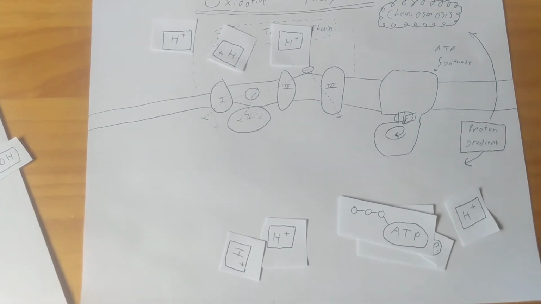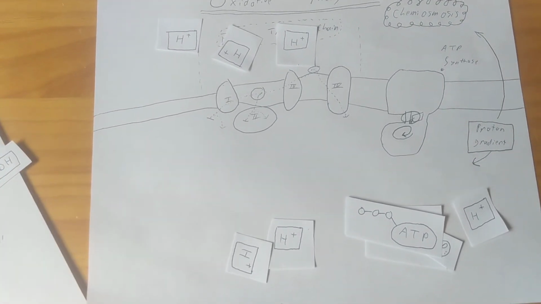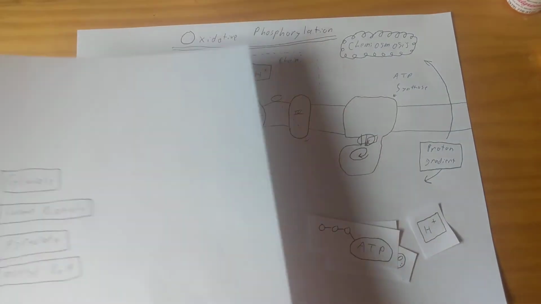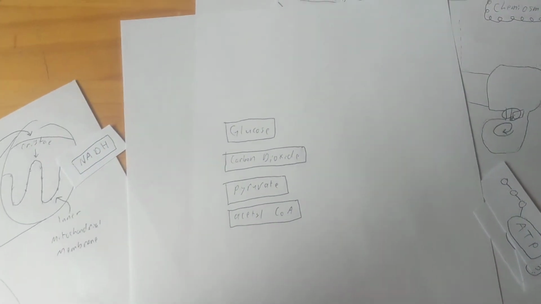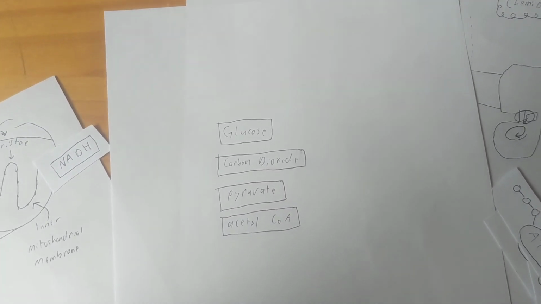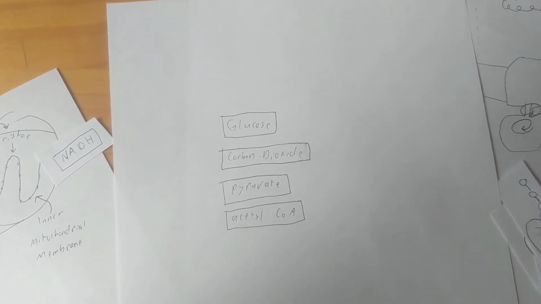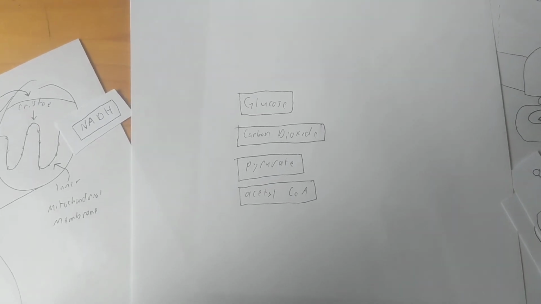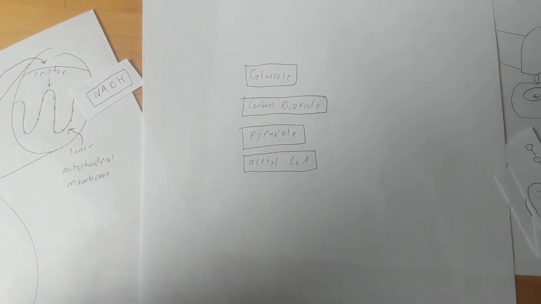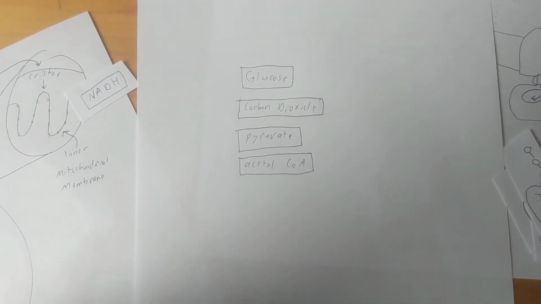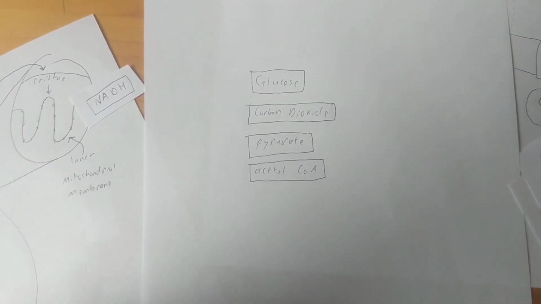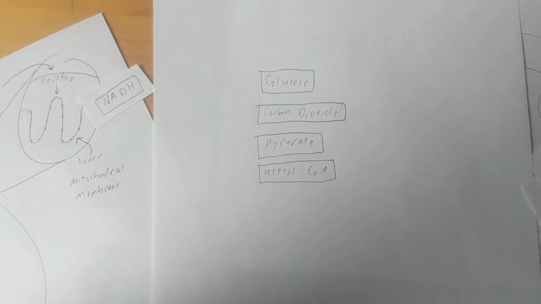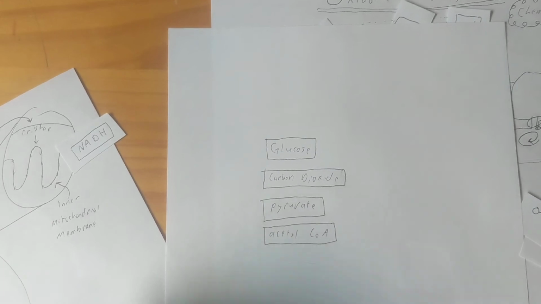Now, this is only a small look at cellular respiration, and there are several items that we might be questioning why they aren't there, such as glucose, carbon dioxide, pyruvate, and acetyl-CoA. While these components and molecules are very important to cellular respiration, they occur earlier in the cellular respiration process and do not directly have involvement with oxidative phosphorylation.